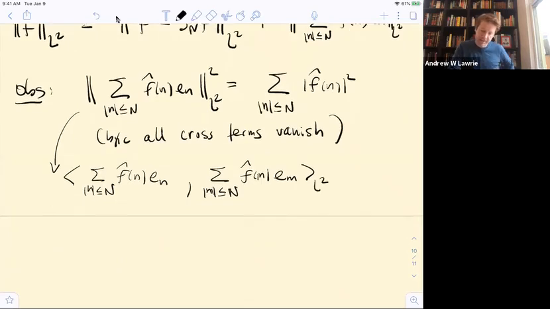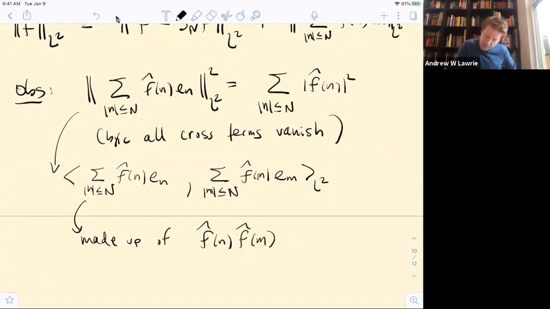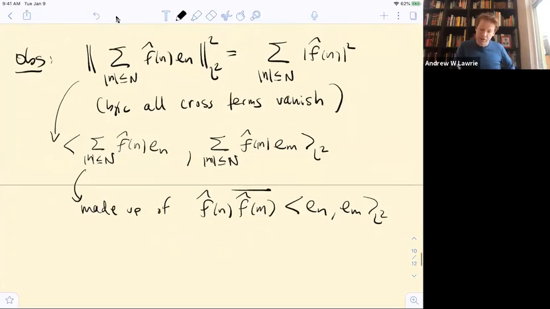So this on the left hand side is equal to this pairing, which is made up of terms f hat n times f hat m bar times the inner product of en with em. So this is right, you have to expand: this is an inner product of two sums of vectors, and I need to expand them.